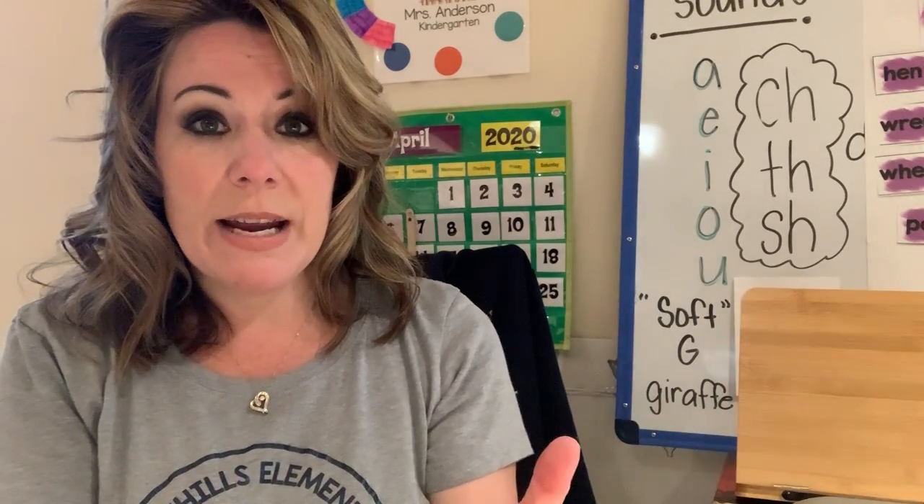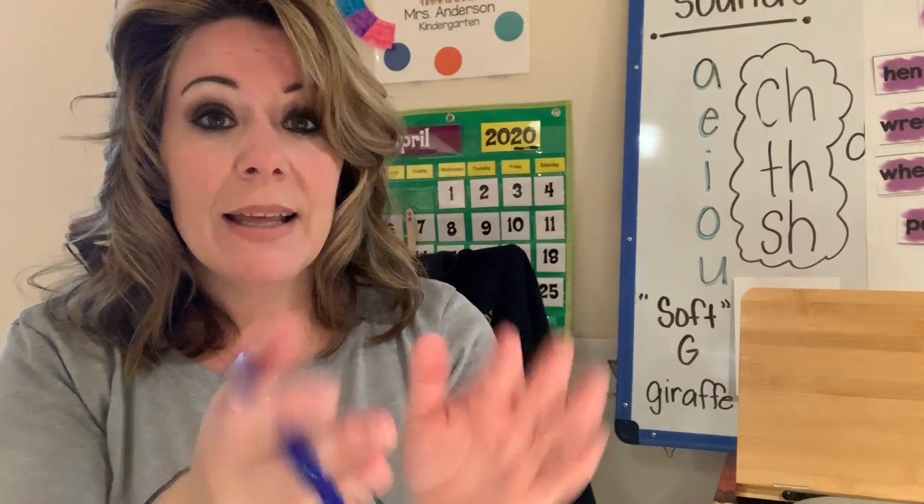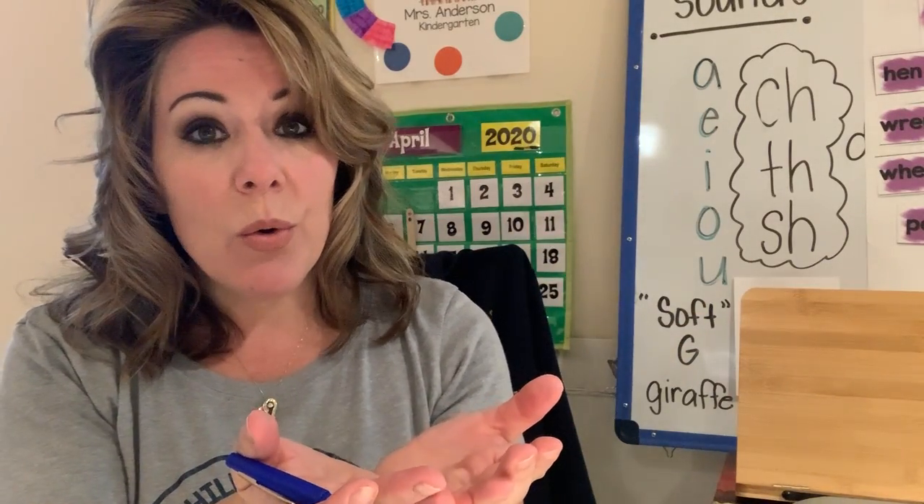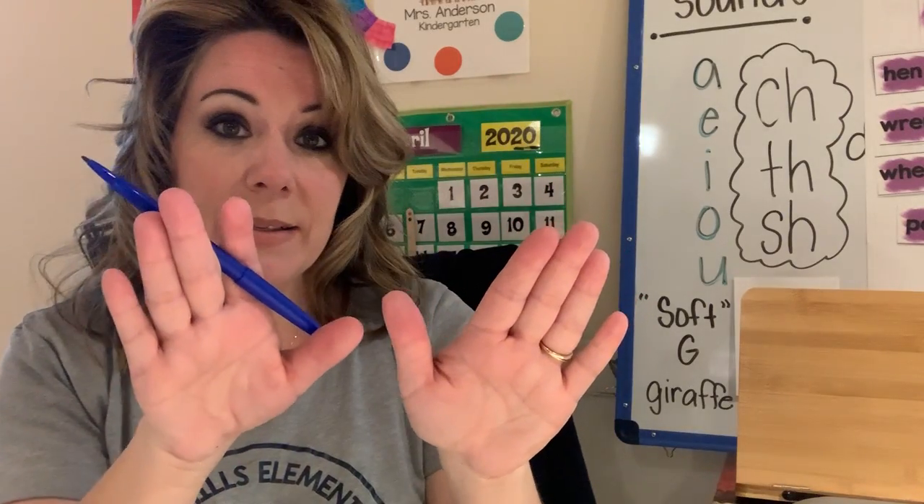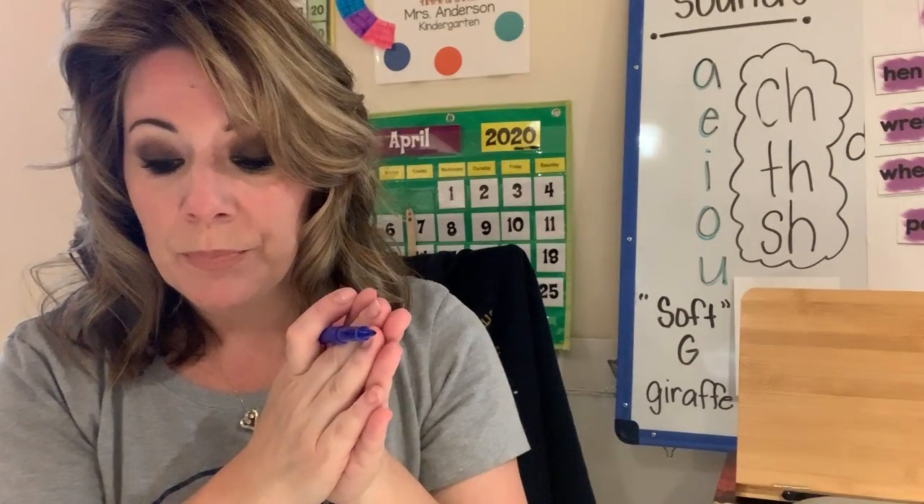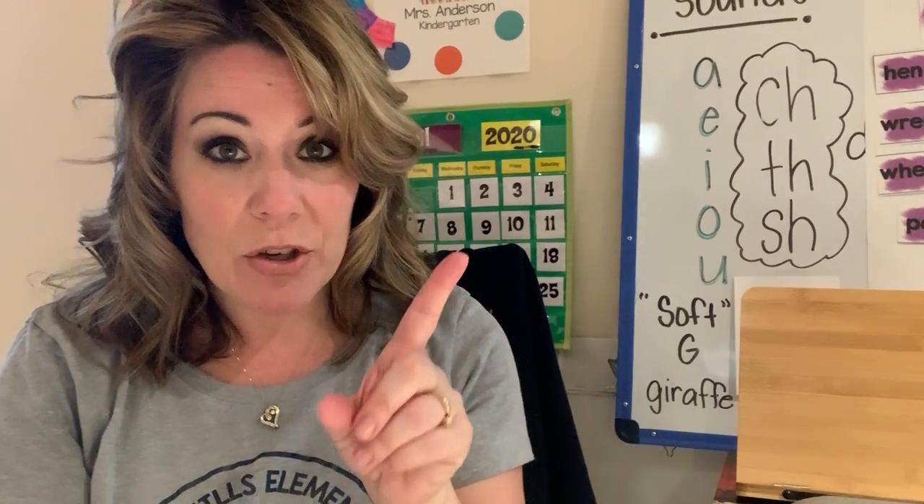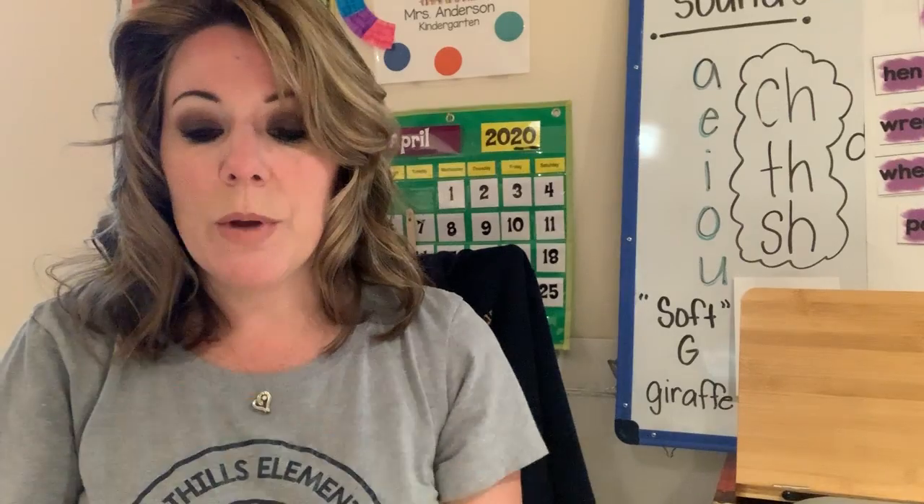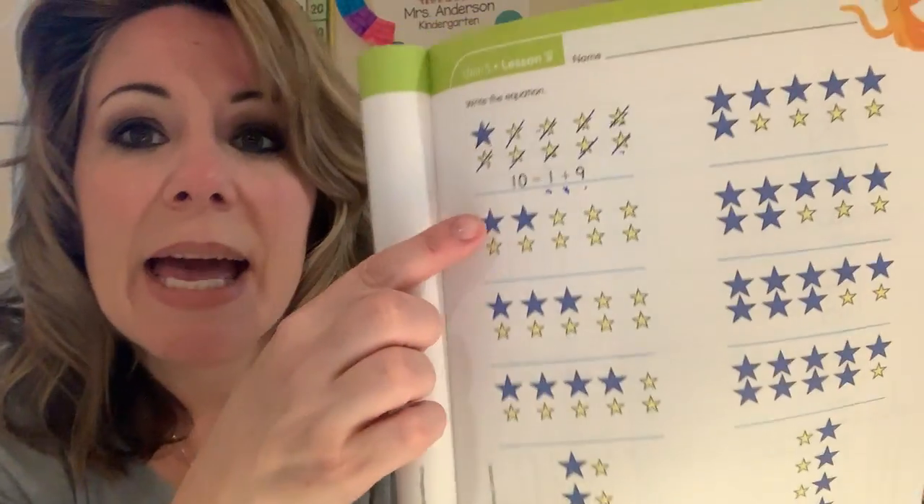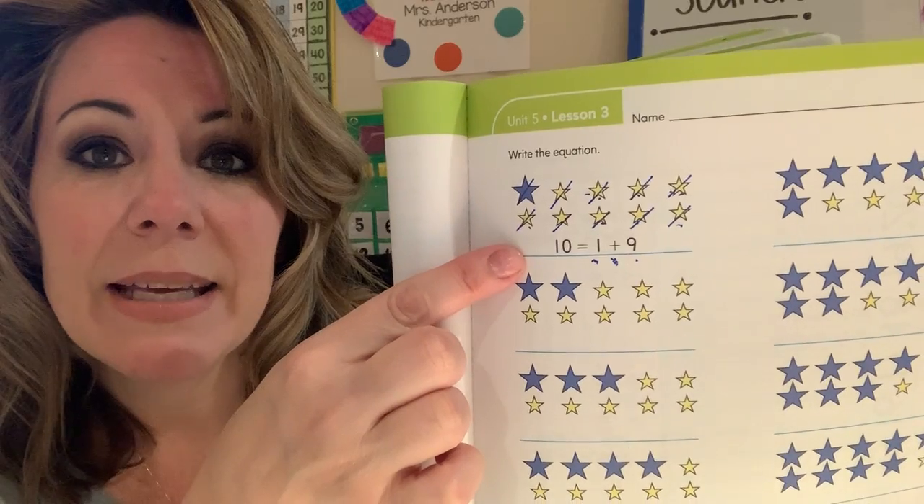What are some strategies I can use? I can count all the stars, can't I? If I count all the stars to find out how many there are all together, remember that's our cue word for adding, all together, then I know what 1 plus 9 is. So let's count all the stars together just to make sure that they haven't made any mistakes. Okay, ready? 1, 2, 3, 4, 5, 6, 7, 8, 9, 10. So we have just proved that 1 plus 9 equals 10.